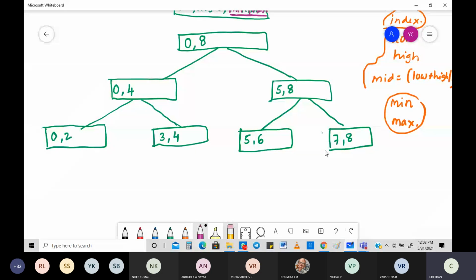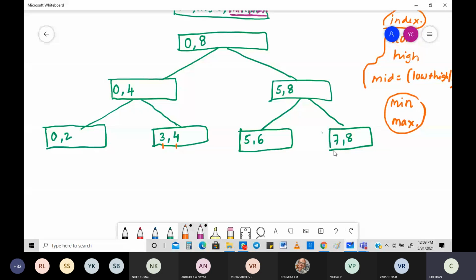Now you can clearly see, be careful here, there are only two values right here, 3 and 4. Can you figure out the midpoint for it? No, 3 and 4, 3.5 will come. Only two values are there. 5 and 6, only two values. 7 and 8, only two values.